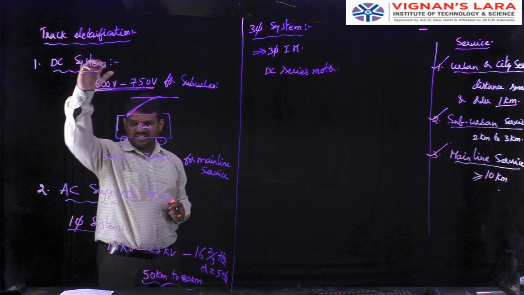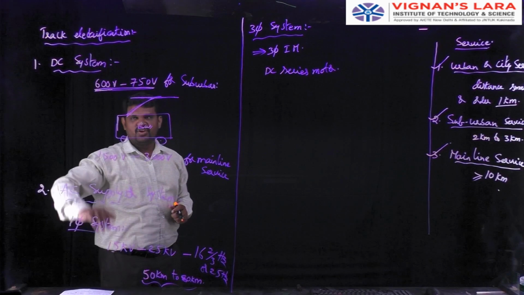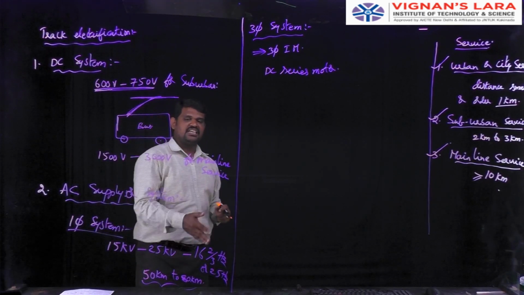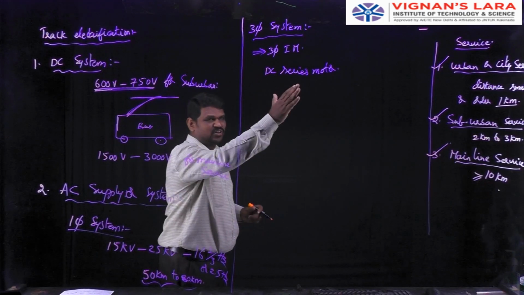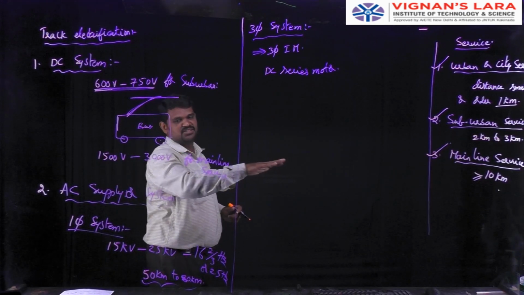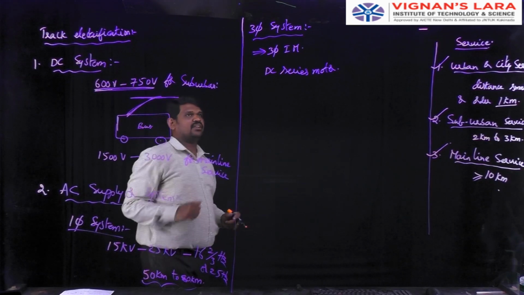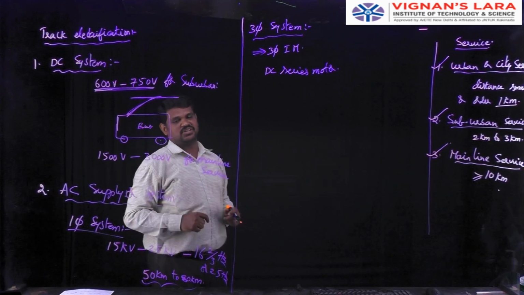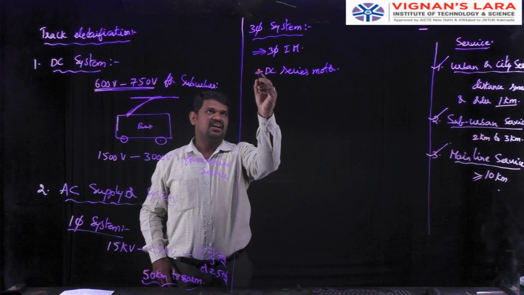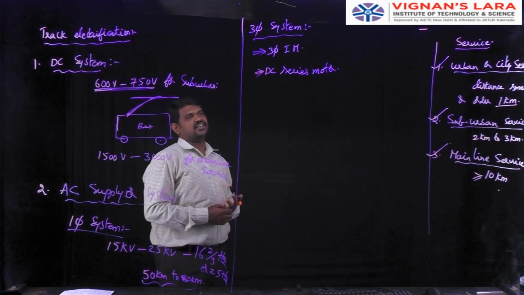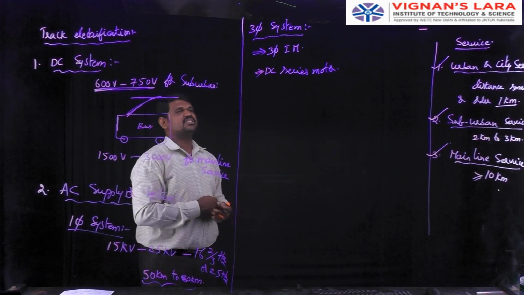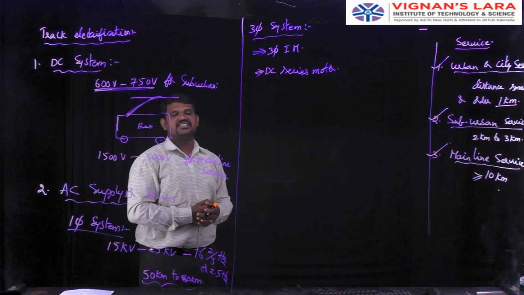So even though the supply is AC, we want to convert AC to DC. That DC supply is given to the DC motor, so the DC motor will propel the vehicle. Normally we use the DC series motor. Why? Because it has the high starting torque. Because of that, normally we use DC series motor rather than the AC motors.